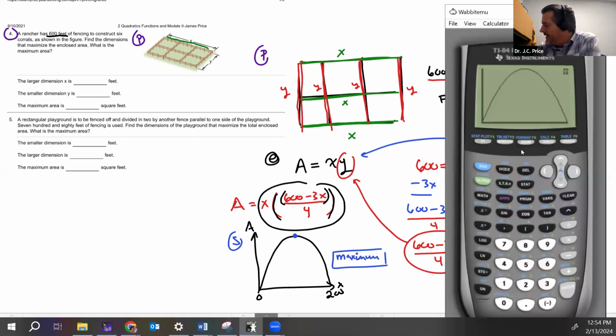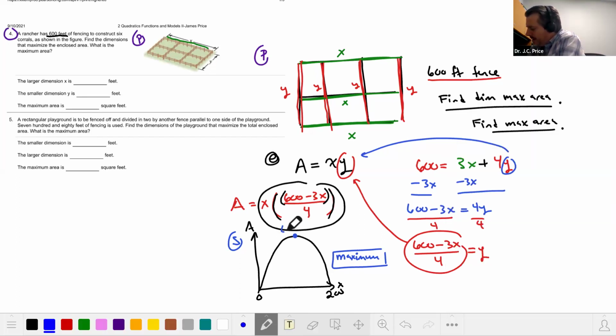We hit second trace. We go down to number 4, which is maximum. Hit enter. And then it's going to walk us through it. And actually, we wound up right on it because we found the perfect x value. But go to the left of the maximum, hit enter. And I'll scroll back towards the maximum. So somewhere up there, there's the maximum. I'll go to the right because it says right bound. And then it says guess. So I hit enter, and it pops right on it. It's 100, 7,500. And so what do I know now?